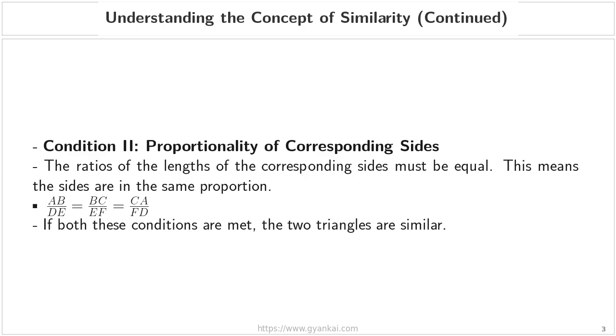It is vital to remember that meeting just one of these conditions isn't enough. Only if both the equality of angles, which we discussed on the previous slide, and this proportionality of sides are met, can we officially conclude that the two triangles are similar. In our next slide, I will show you the specific mathematical symbol we use to represent this relationship.